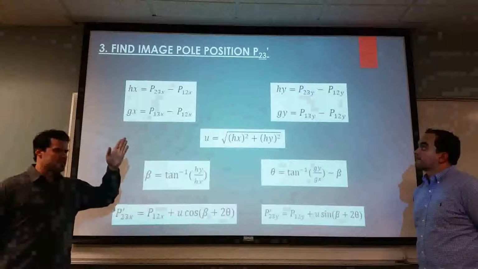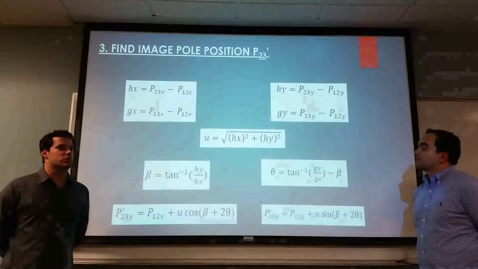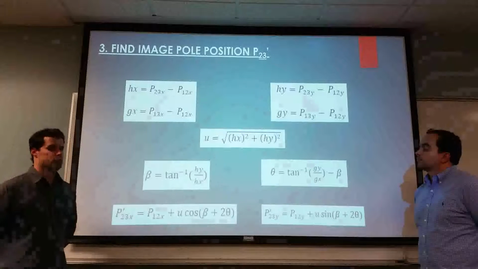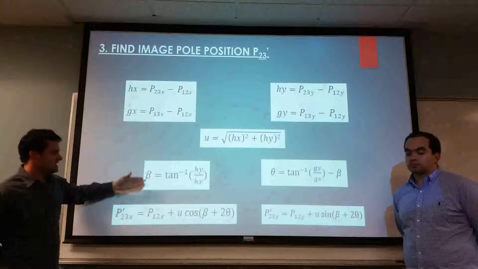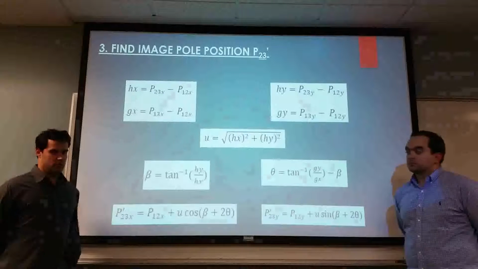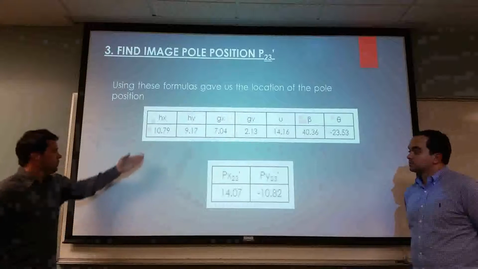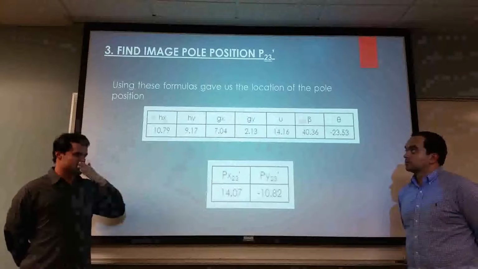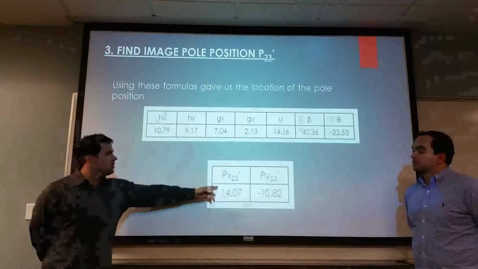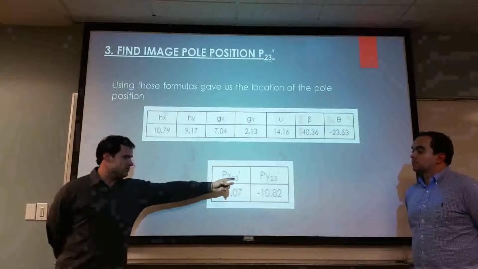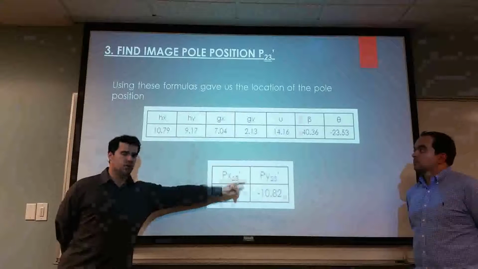We had an arrow position with P23, which we had to find the image pole position for that point. To determine this, we use these sets of equations as shown here. These are the formulas that we obtained from these equations, as well as the final points for the pole positions for P23 on the X and on the Y-axis.